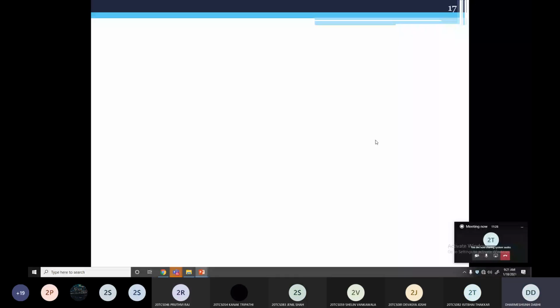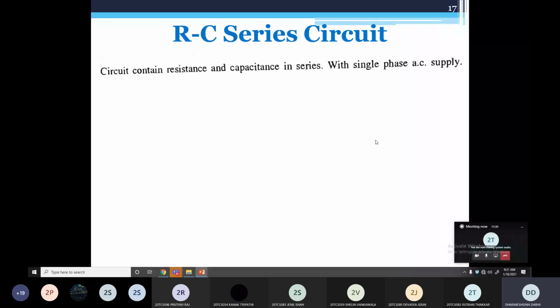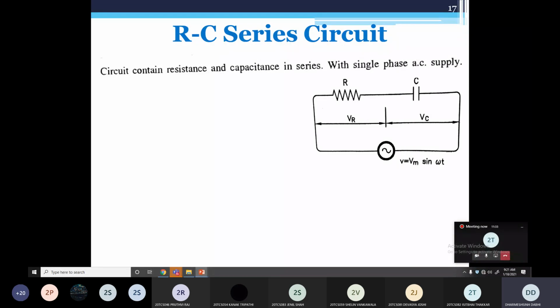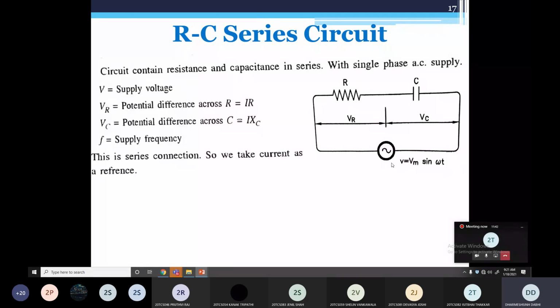So in the last lecture, we started the series RC circuit, and this, as you know, is where we connect the resistance and capacitor in series and provide the AC supply. First we draw the phasor diagram for the series RC circuit.